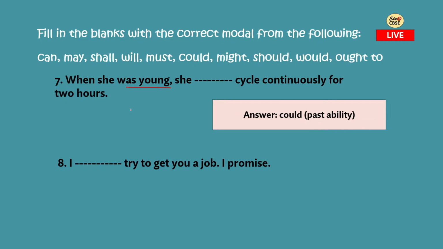I dash try to get you a job. I promise. I dash try to get you a job. I promise. So let's do the eighth sentence now. Send me the answers.